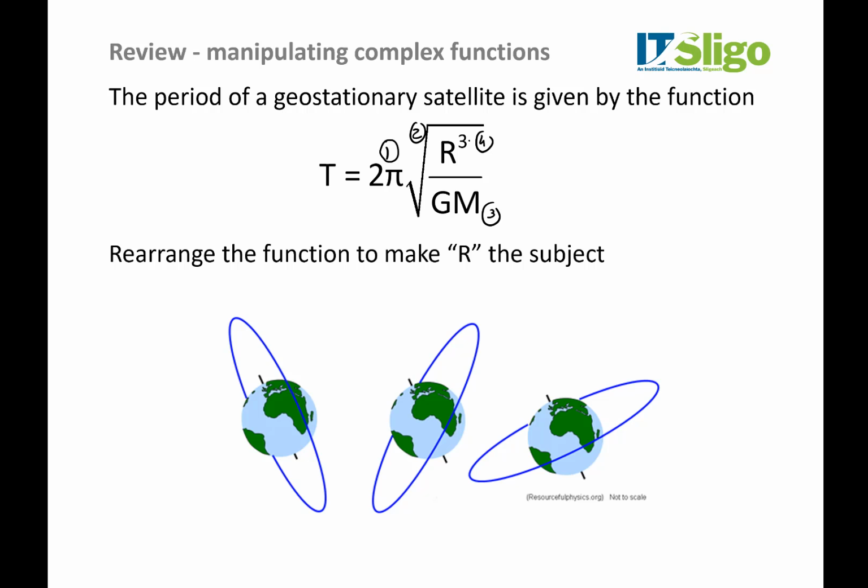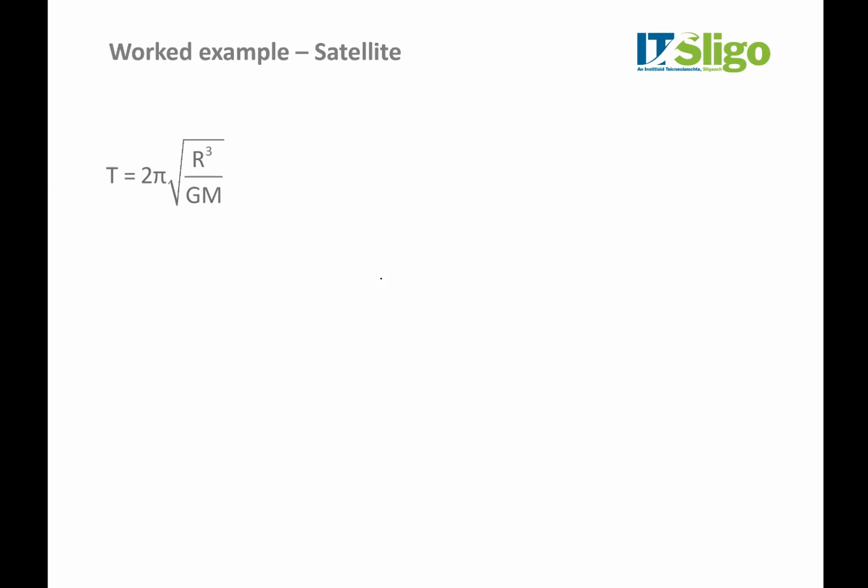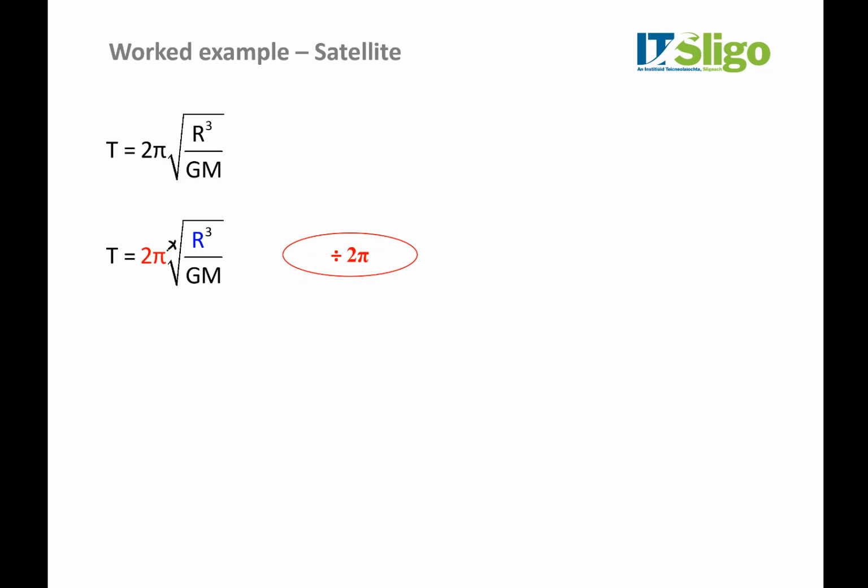It's very important to decide the order in which you work. You always work from the outside in towards the subject. And you'll be told what the subject is. So first of all, we just color the subject in blue. And then we decide, well, what's first to go. So the furthest thing away is the first to go. It's joined on by multiplication. So to get rid of it, we're going to divide both sides by 2 pi.